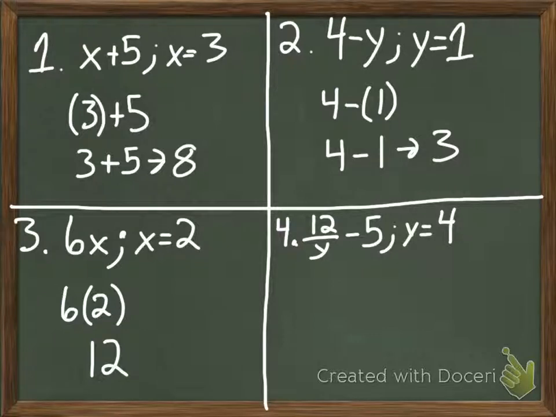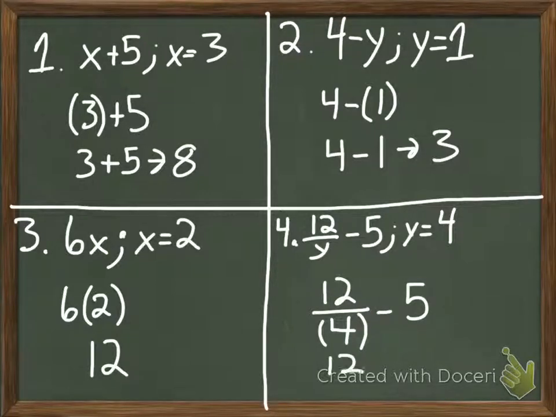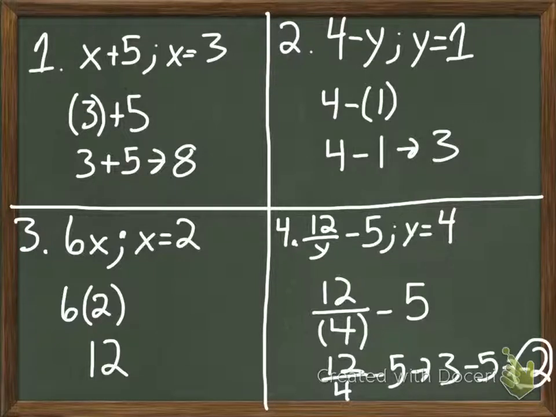Finally, we have 12 divided by y minus 5. So this one has multiple steps. What we need to do is plug the variable in and then do our order of operations. So we have 12 divided by 4 in parentheses minus 5. We rewrite 12 divided by 4 minus 5. 12 divided by 4 is 3 minus 5. 3 minus 5 is negative 2. And there you go.